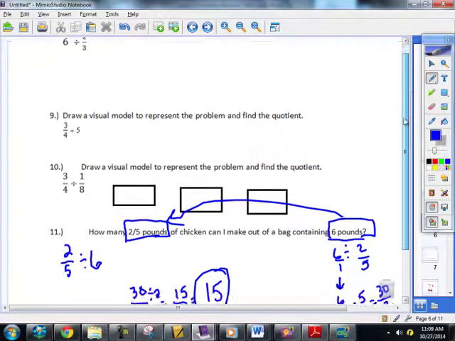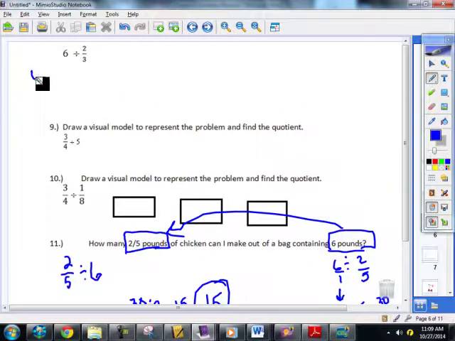I actually stopped writing all the learning targets on there. I'm sorry. This was learning target number 1. Number 8 was. This was learning target number 2. This was learning target number 3. And this was number 5.